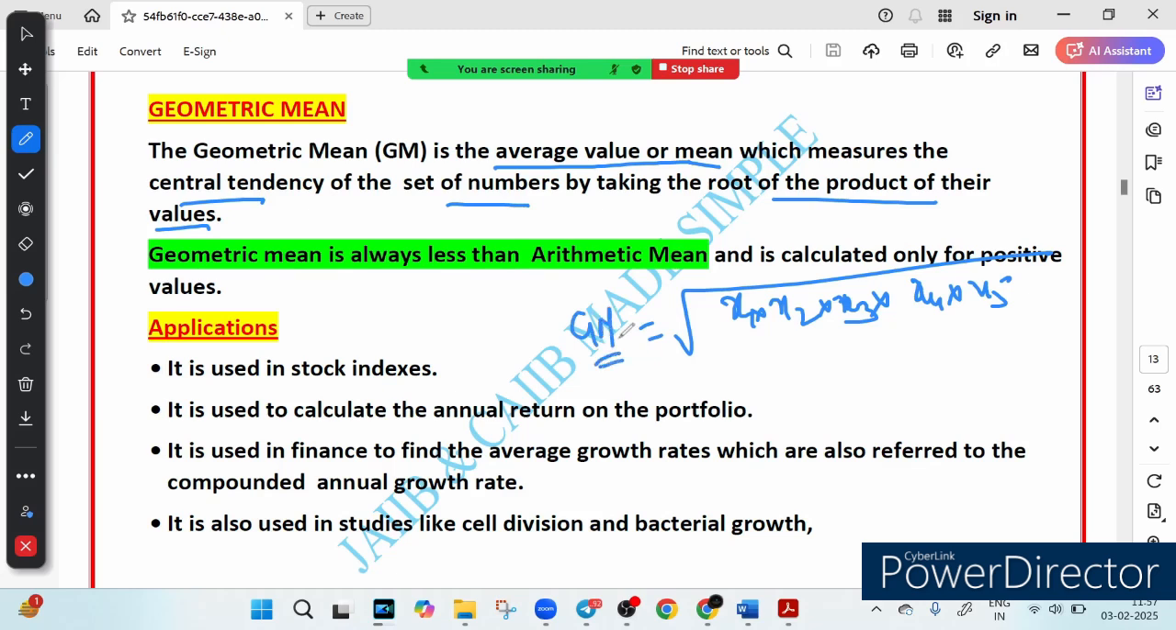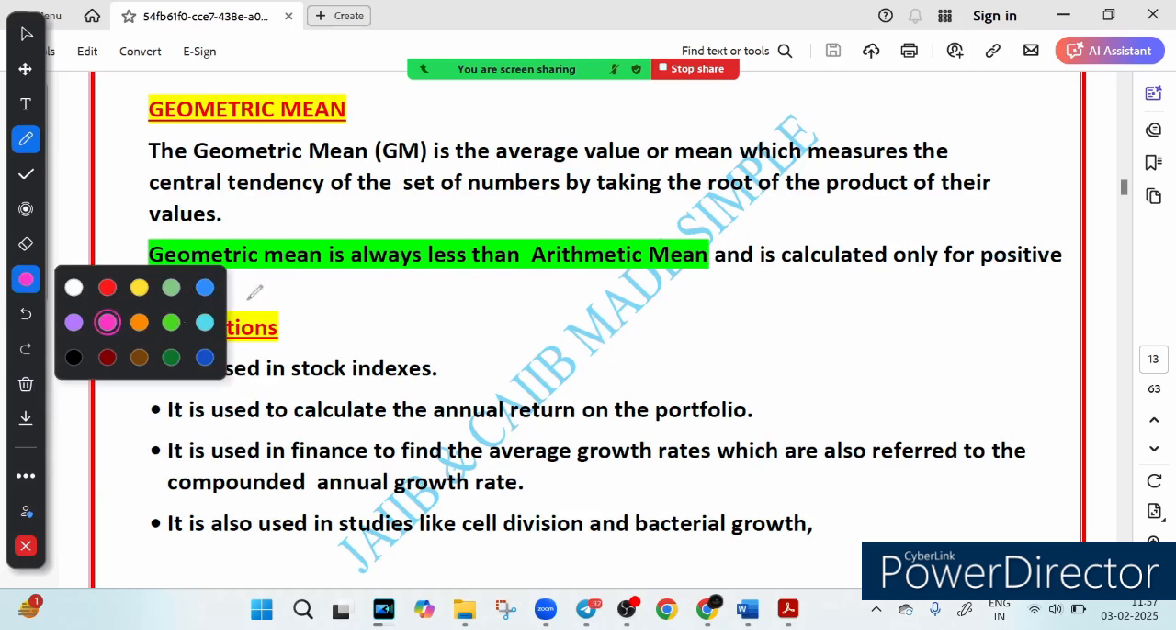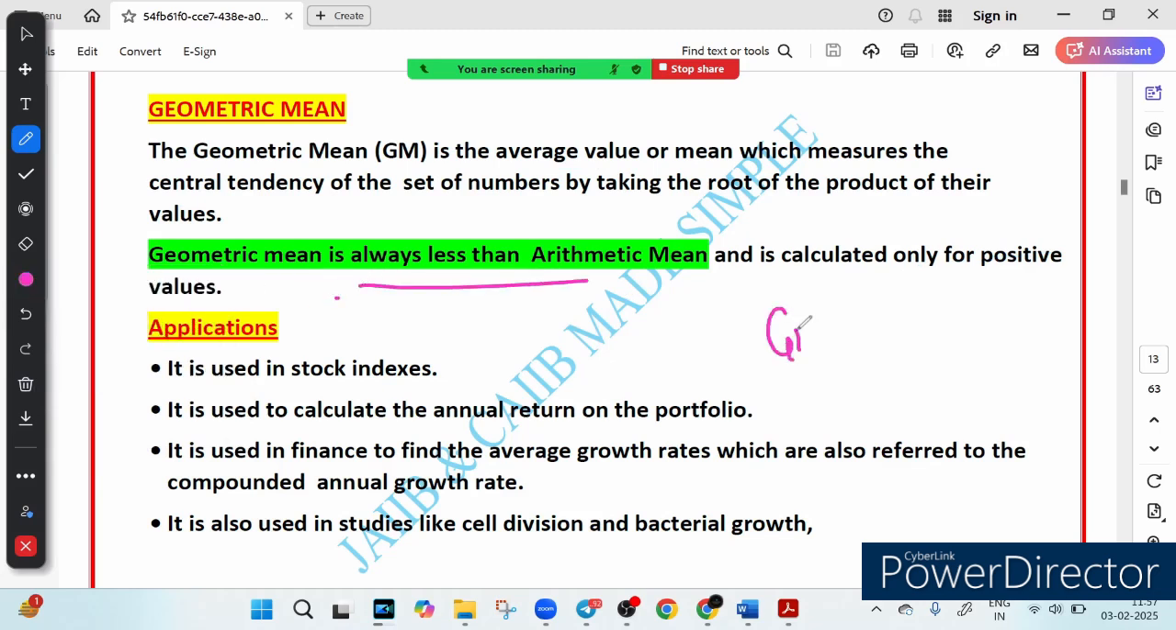Is it clear? You must remember this, I have highlighted here, that geometric mean is always less than the arithmetic mean. So we can say GM is always less than AM, remember it. And geometric mean is calculated only for positive values. It is not calculated for negative values. It is always done for positive values. Please remember these two things, very very important.